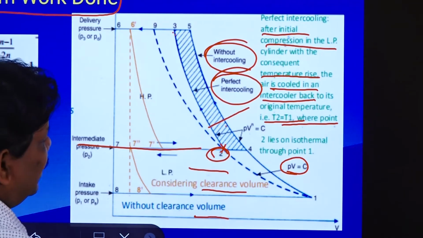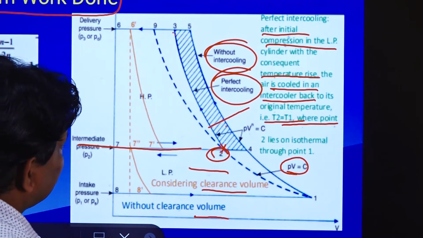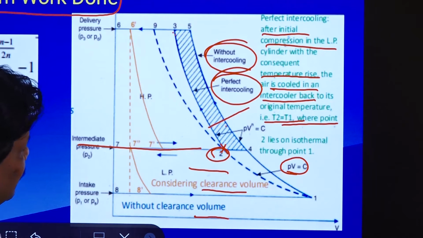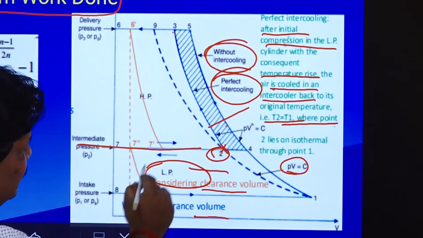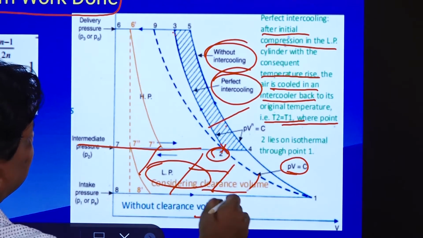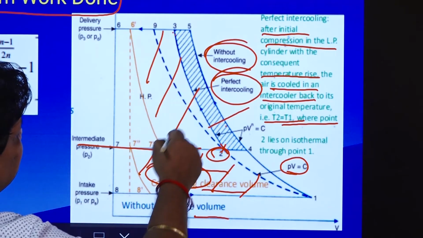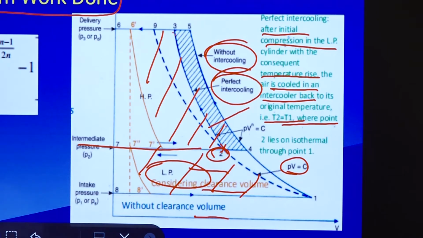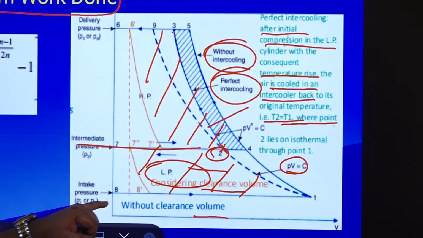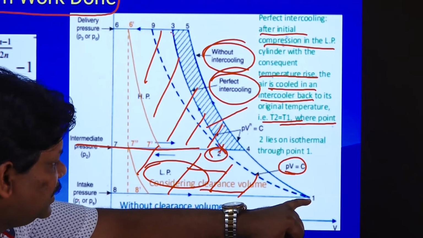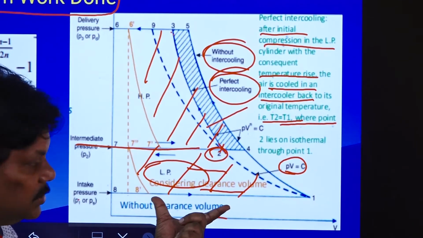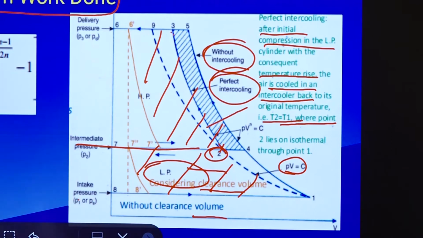So it follows the isothermal process. Okay, so when you go for this intercooling, this line represents the low pressure cylinder, and this area represents the high pressure cylinder. The intake pressure is P1. It starts from here and reaches this point. This is the actual volume that is sucked inside the cylinder.